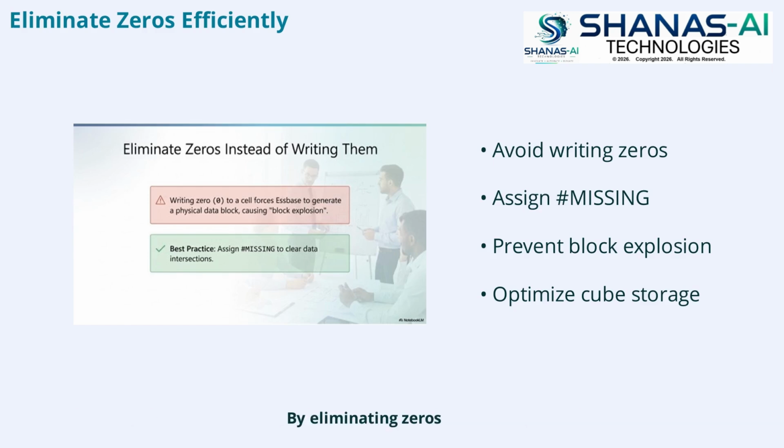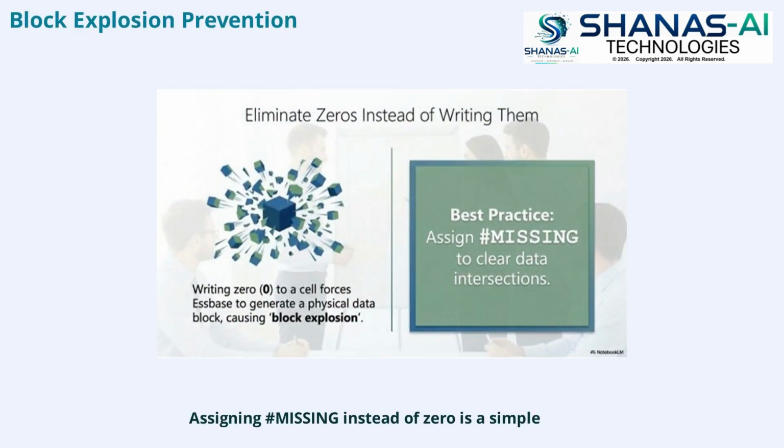By eliminating zeros, you ensure that only meaningful data is stored and processed, improving overall efficiency. Assigning missing instead of 0 is a simple yet powerful way to prevent block explosion in Essbase. This technique ensures that only necessary data blocks are created, keeping your FCCS environment efficient and responsive.